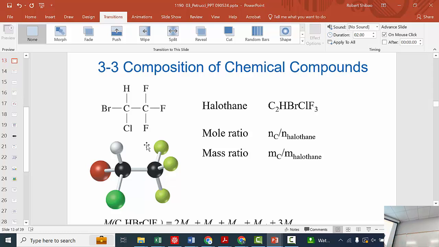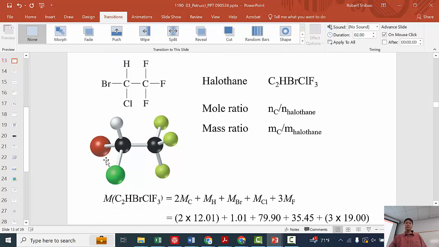So if we look at something like this, halothane, it's got a lot of halogens, but we don't have to worry about naming this. But we can get the composition by atoms: 2 fluorine atoms, 1 chlorine, 1 bromine, 2 carbons, 1 hydrogen per molecule. But how is that determined?